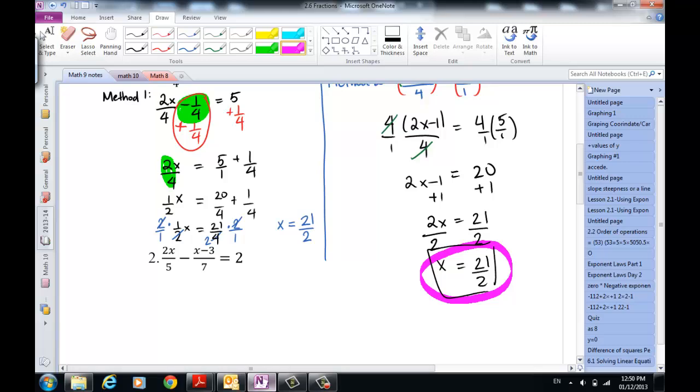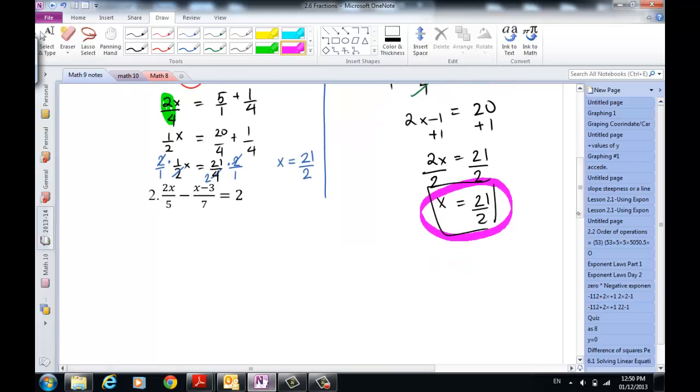Alright. Example 2. All I'm going to do is the second method here. So what I have is 2x over 5 minus (x minus 3) over 7 equals 2. The lowest common multiple, now remember this is really 2 over 1, we're just looking at the denominators. The lowest common multiple between 5, 7, and 1 is equal to 35. So I'm going to multiply both sides by 35.